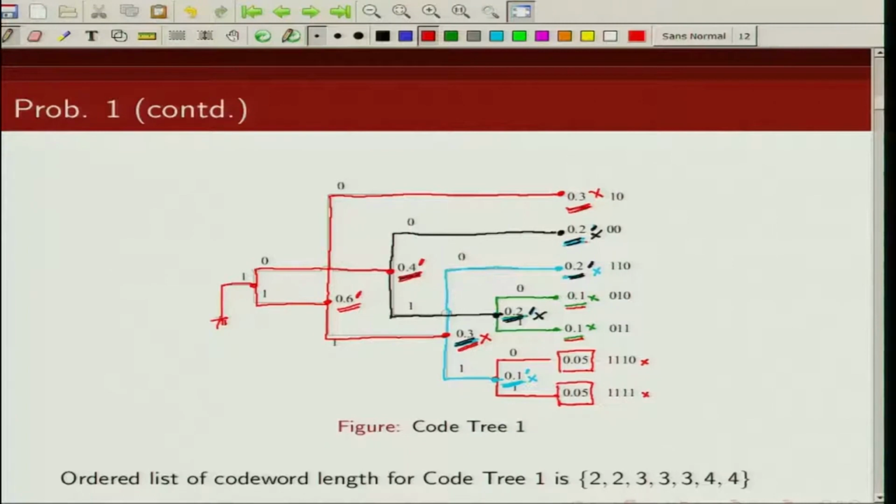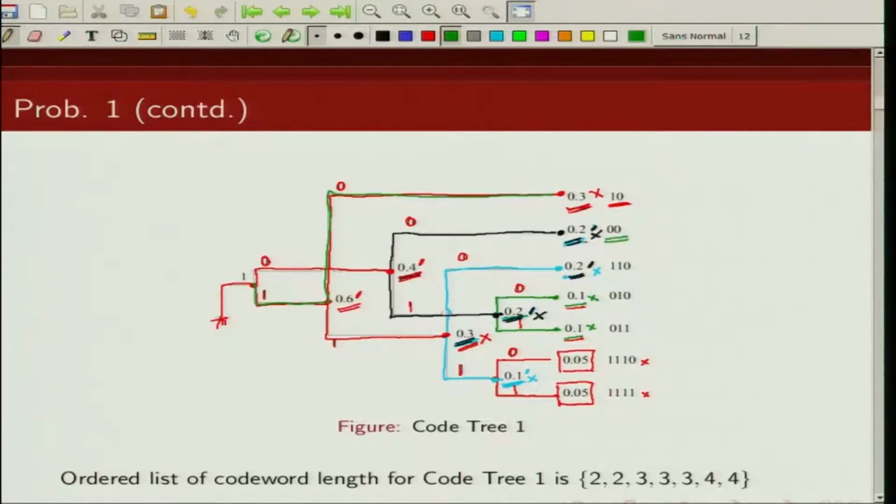And the final step is I assign zeros and ones to these branches. So if I do that, what I come out with is the code word for this particular symbol is 10. You can see, 10.